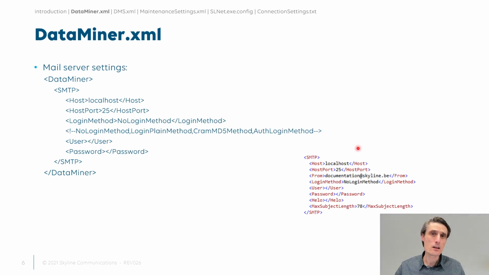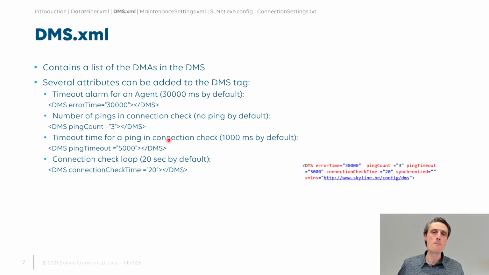What else is there? A mail server, that is something you might need to specify as well if you want your DataMiner system to be able to send emails. So you can specify there the mail server, the port, and there's more information on the login name method in the help as well. So all of these topics are nicely explained in the help as well. So there you can specify your mail server settings.